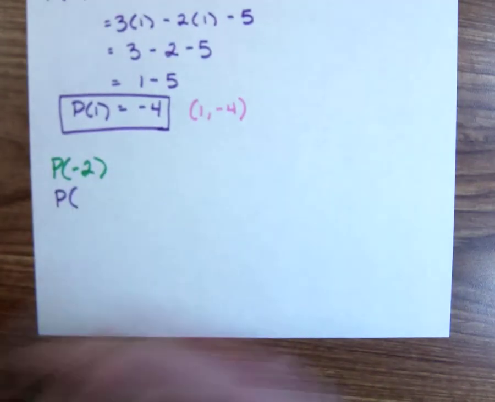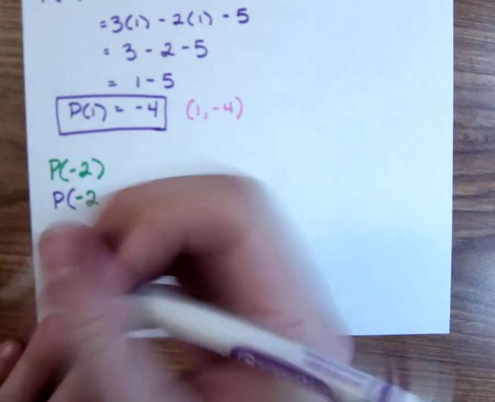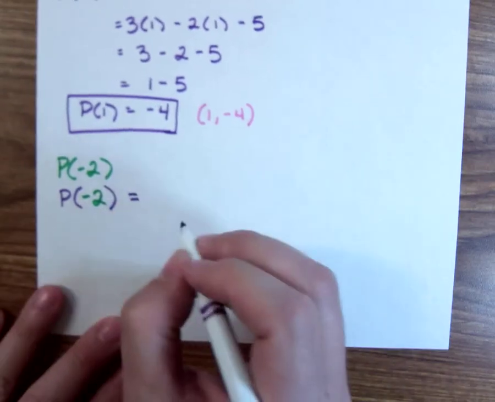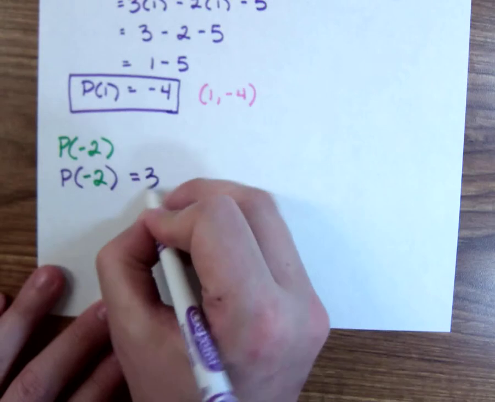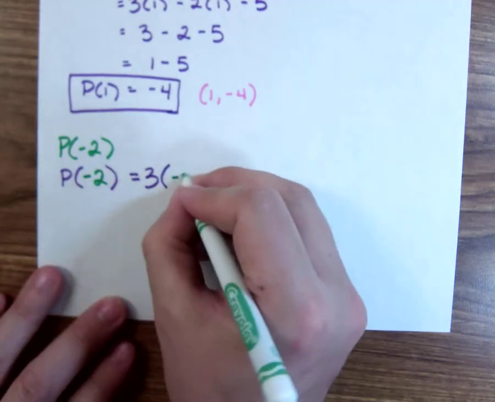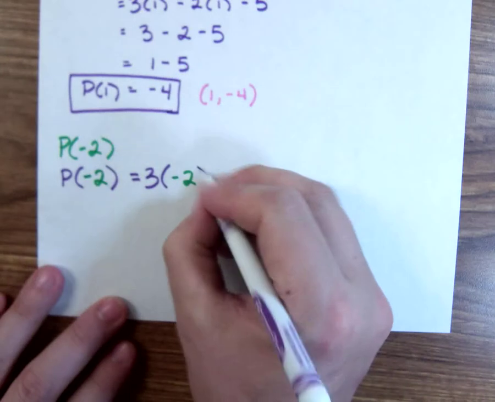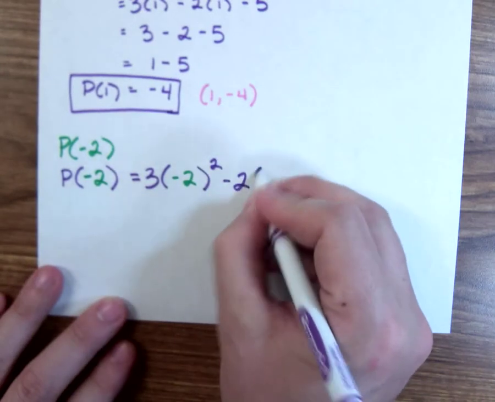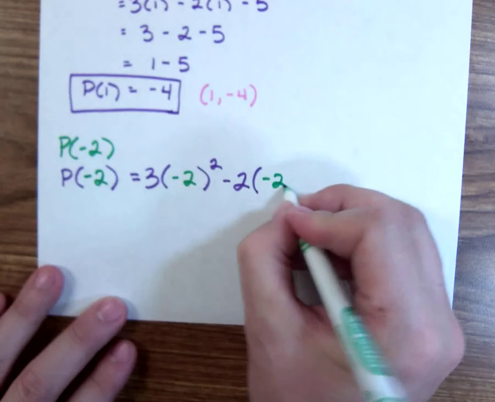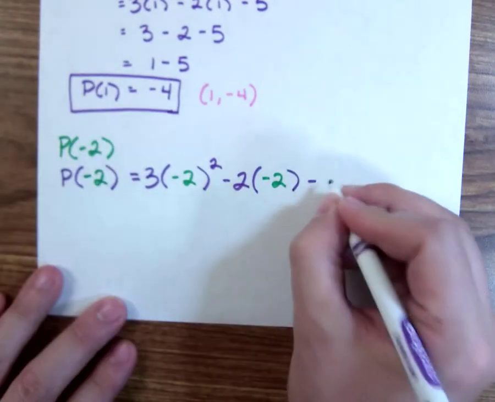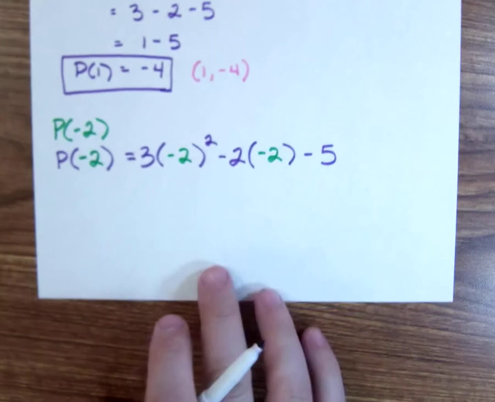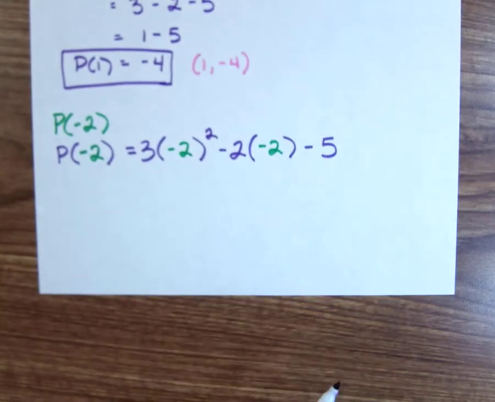P of negative 2. I'm going to write my p function, but replace all the x's with negative 2. So 3 times negative 2 squared minus 2 times negative 2 minus 5. And as long as you follow your dear Aunt Sally's rules, you are going to be okay on these problems. It's just arithmetic. You can handle it. I have faith in you. Ish.